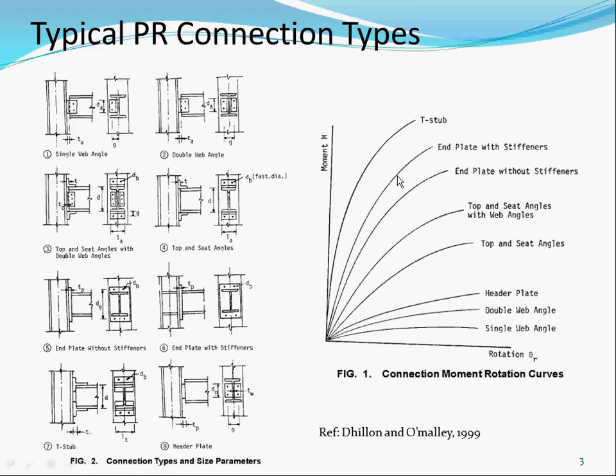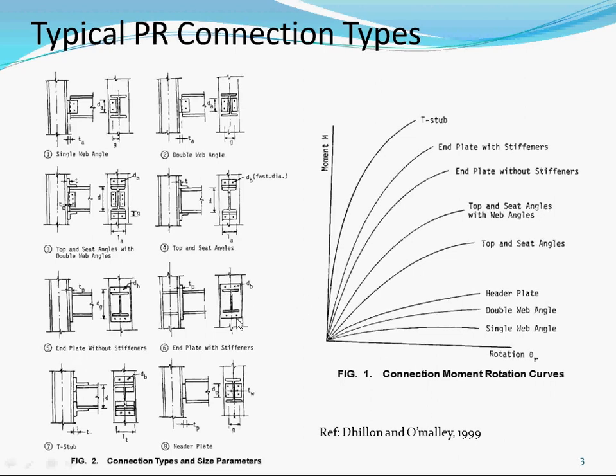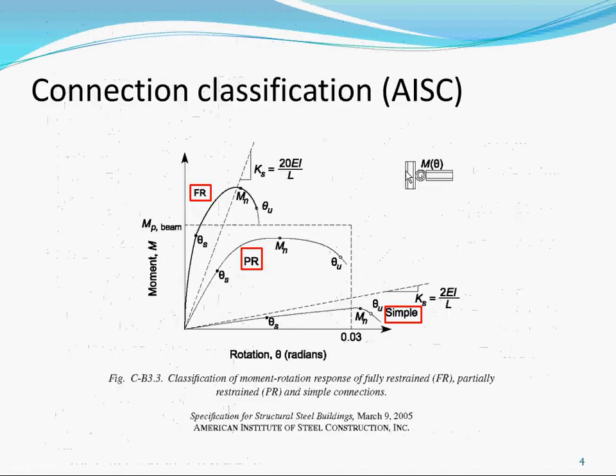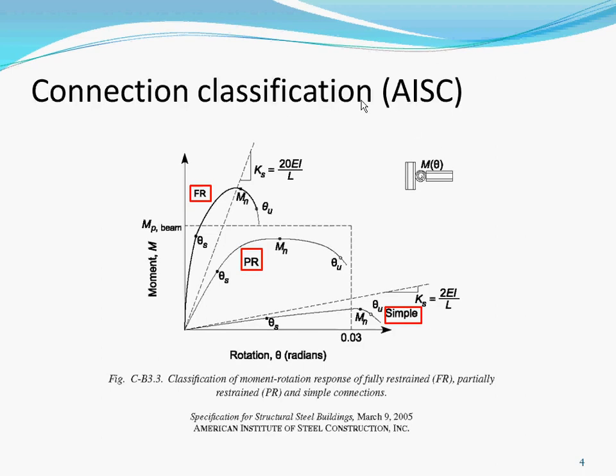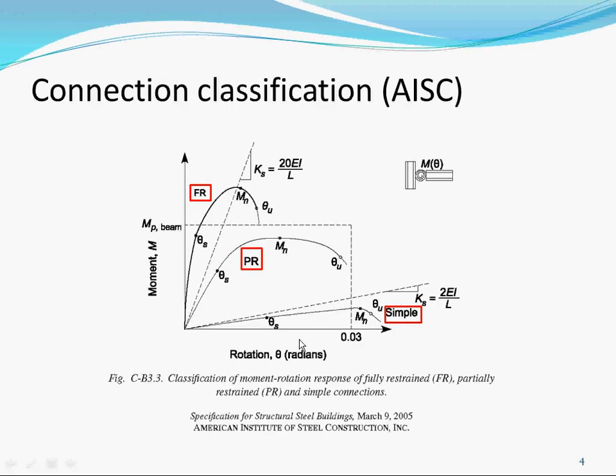So you see all these different connections. Even the end plate with stiffeners is relatively stiff, so you're in the upper range. There's a way of quantifying it as well, shown on the next page. This is the classification according to AISC. We saw the same thing, M versus theta: this is the rotation, and this is the moment.